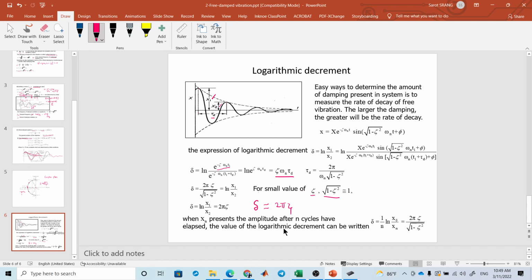So the ratio from one peak to another peak with the period tau d can be expressed by this. We call it logarithmic decrement because it's decreasing from this to this and then from this to this. Okay, so in logarithm, the logarithmic decrements are the same, and approximately equal to this value.